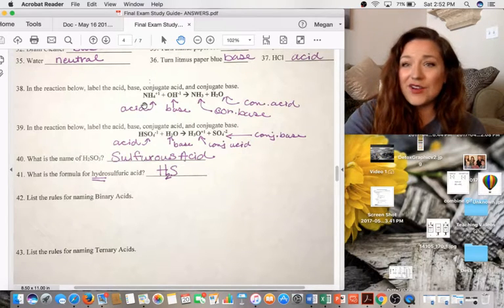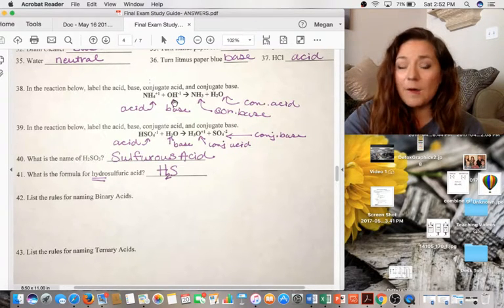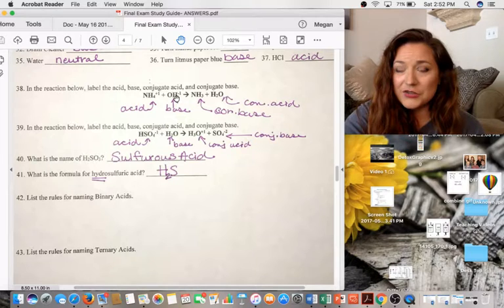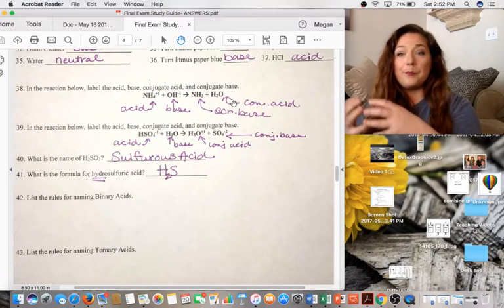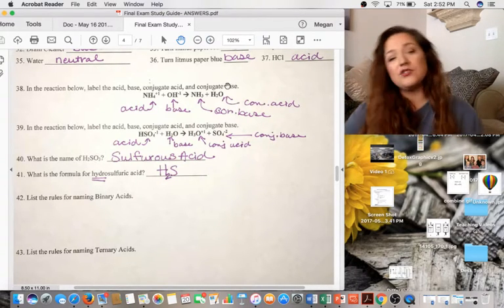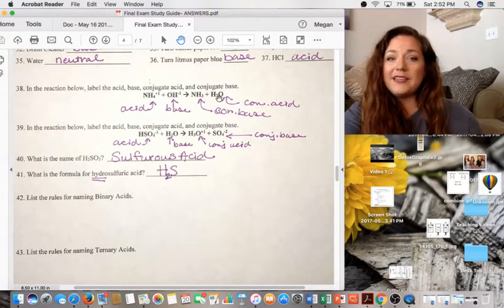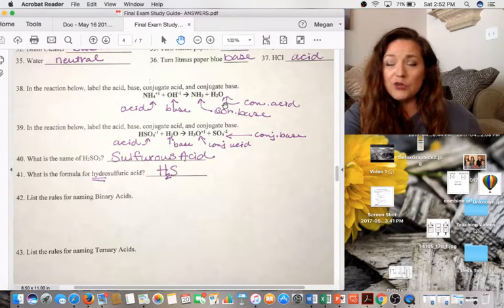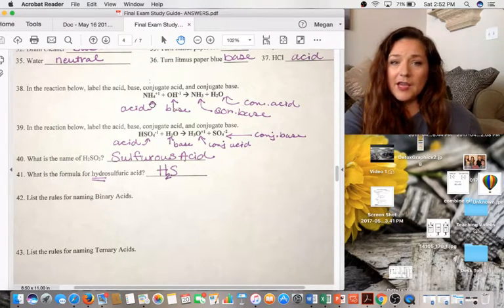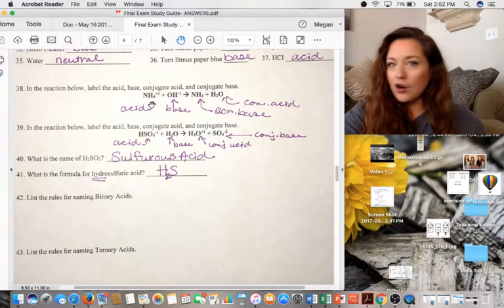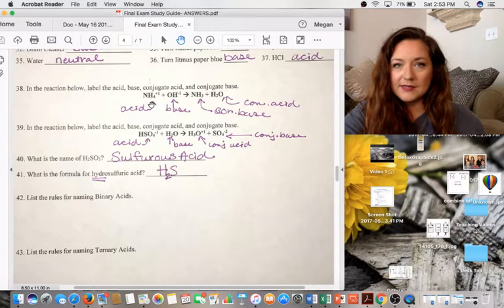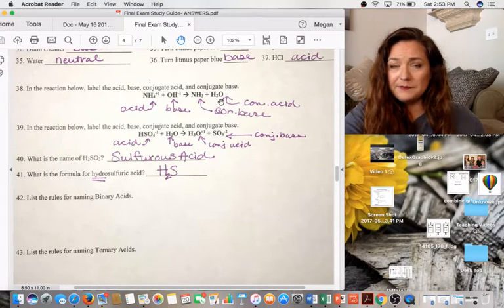So NH4 is the acid. Now, OH is going to be the base because he gained that hydrogen. The base is the one that gains it. So OH ends up gaining it and forming H2O. Then, how you identify conjugate acids and conjugate bases: your conjugates are only your products. They are only on the product side.